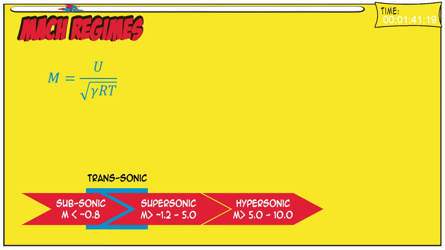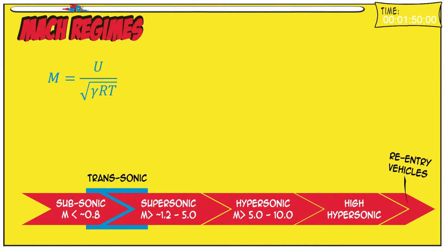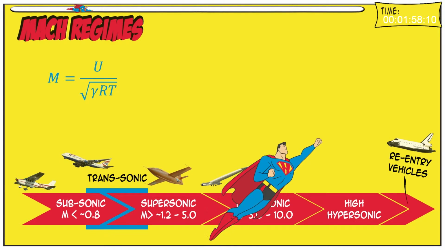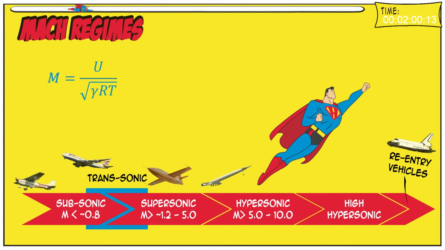Hypersonic flow considers any flow greater than Mach equals 5. It is sometimes divided into hypersonic flow, which is to around Mach equals 10, and high hypersonic flow, which represents Mach regimes higher than this. At the upper end of the scale, we have re-entry vehicles. This podcast focuses on the hypersonic flow regime and the boundary layer characteristics associated with it.